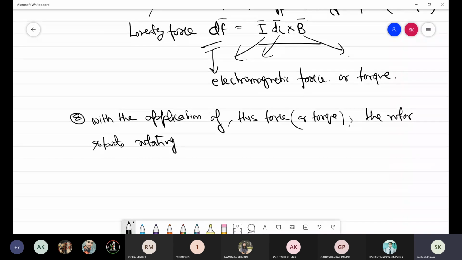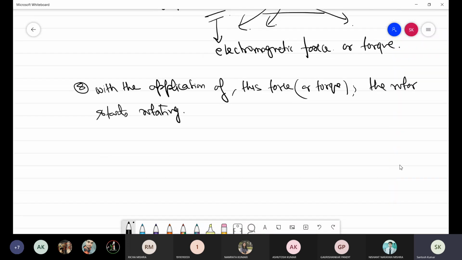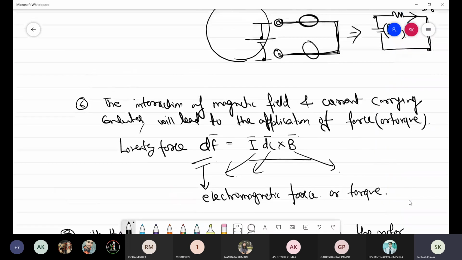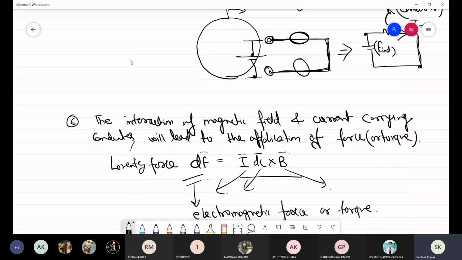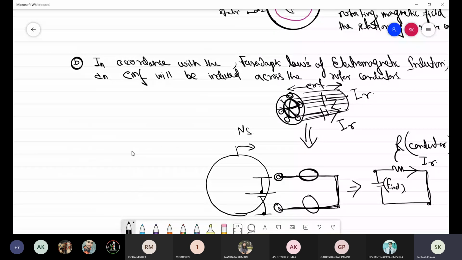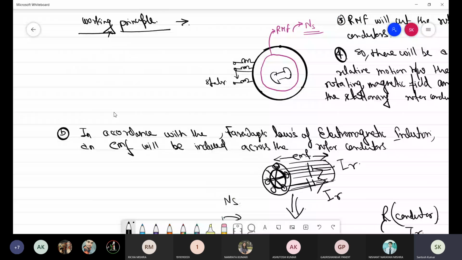यहाँ तक सबको समझ में आ गया? Each and every point has been discussed quite vividly. How the rotating magnetic field is produced, and thereafter the rotating magnetic field will cut the rotor conductors, which will lead to the induction of induced voltages across the rotor conductors.